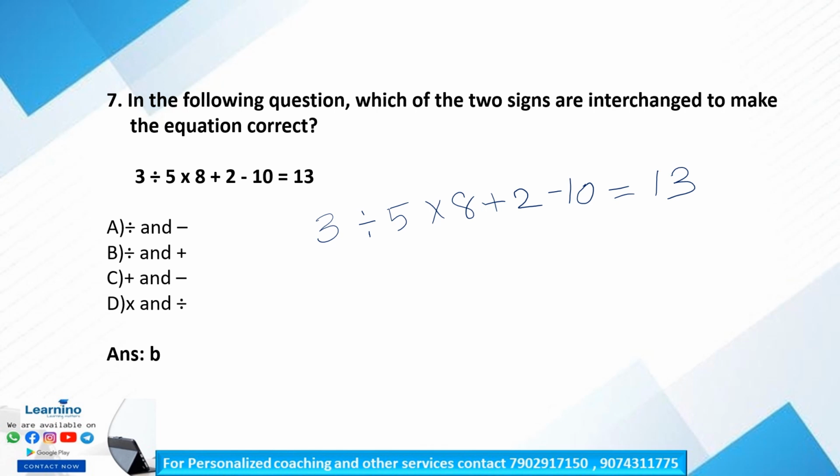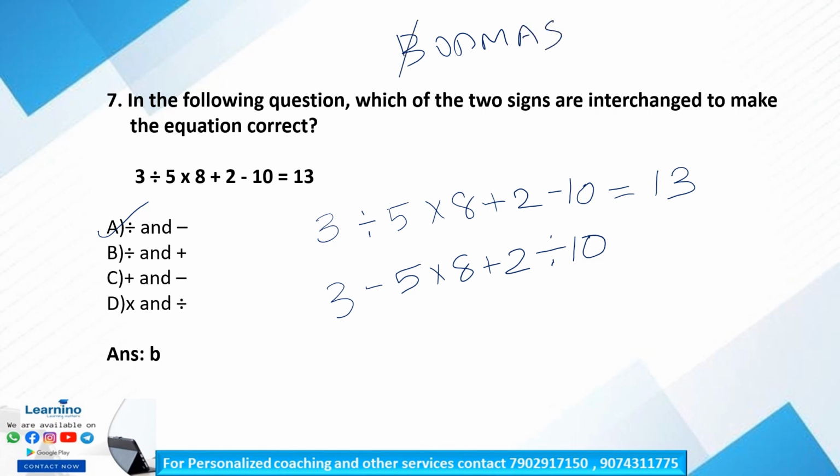So we will go with the options. Option A: division and minus are interchanged, so that we will get 13. So let us try. Division and minus interchanged means 3 minus 5 into 8 plus 2, with division in place of minus. According to BODMAS we have to do this. There is no bracket and no of, so we will start with division. So 2 divided by 10 is 1 by 5. Then 3 minus, we have to do multiplication next, 40 plus 1 by 5.